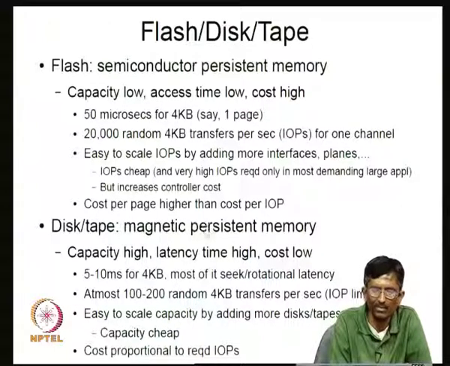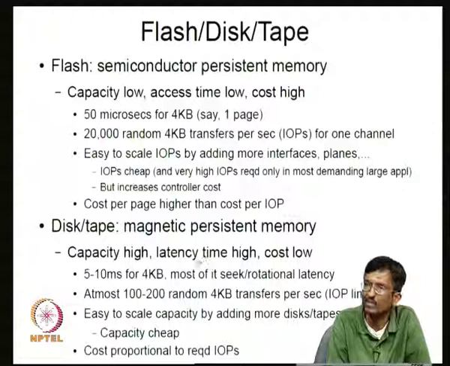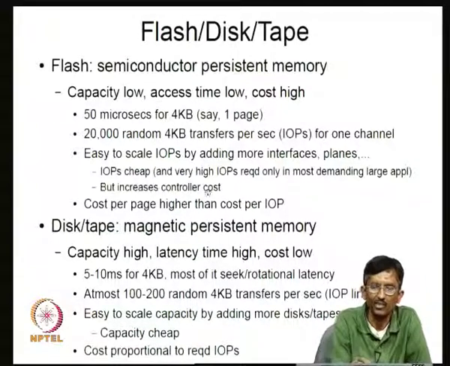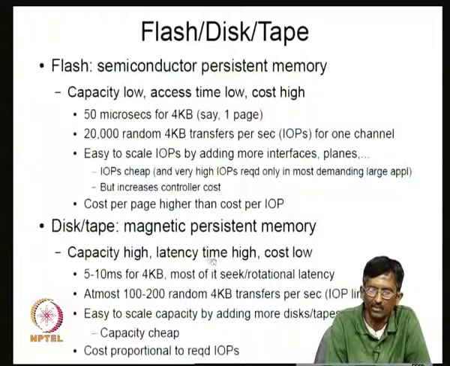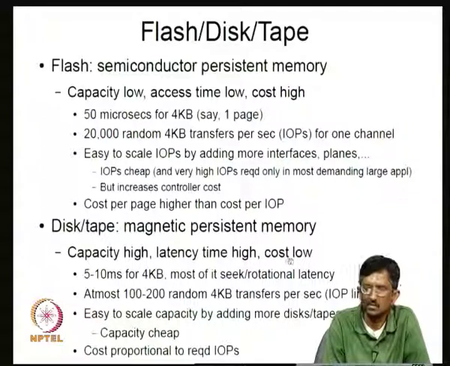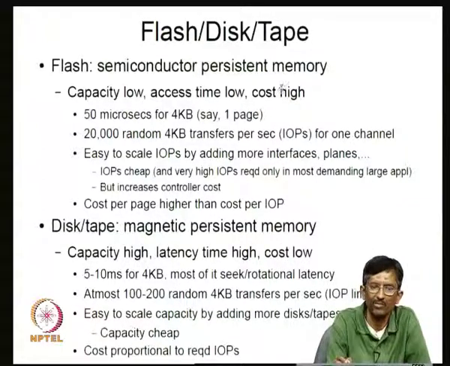If you look at a disk or tape, it's a magnetic persistent memory. Capacity is very high compared to flash. Here we talk about access time, here we talk about latency time, because it can involve seeking also. Okay. So here in flash, there's hardly any seek or any such things, you don't have those aspects here. But with disk we have not only the access time, but also the seek and rotational latencies. And the cost is manageable, it's not higher compared to flash.